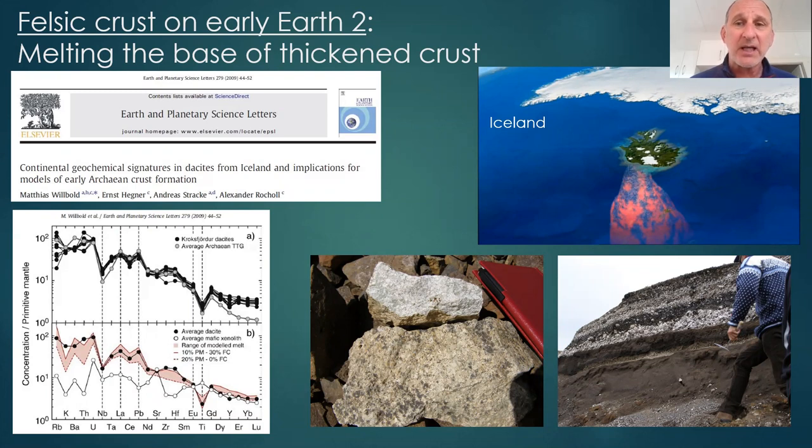If we look at Iceland again, it's a thick piece of crust over an oceanic spreading center and a mantle plume. And melting at the base of that thick volcanic pile is generating tonalites, sodic granitoids that look very much like some of the most primitive Archean crust on Earth. And these are just some geochemical plots on the bottom left to show the similarity of those two. So melting of the base of thickened crust will start to differentiate the crust and make these more felsic compositions.